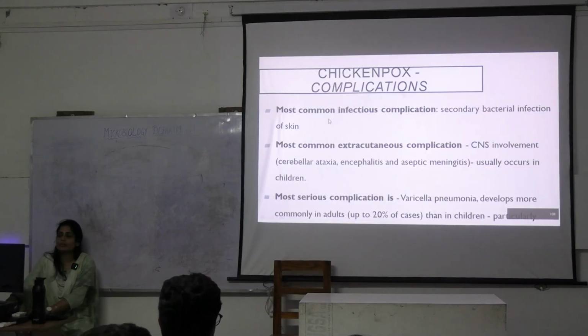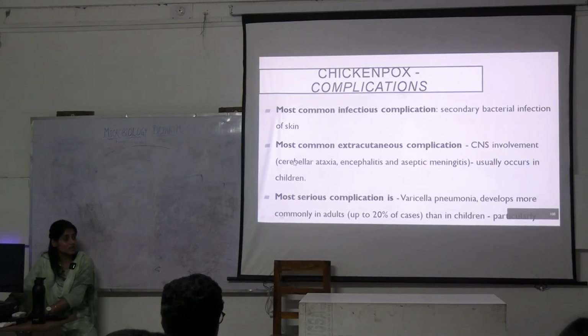What is the most common infective complication? Secondary bacterial infection can be there, and if this aggravates, it can cause CNS involvement. So these patients can develop aseptic meningitis, encephalitis and cerebellar ataxia, okay? And the most serious complication is varicella pneumonia, where people might die because of this complication. It is most commonly seen in adults.